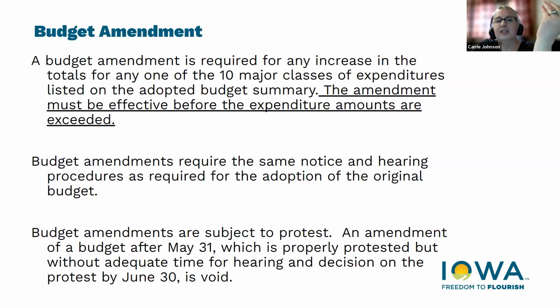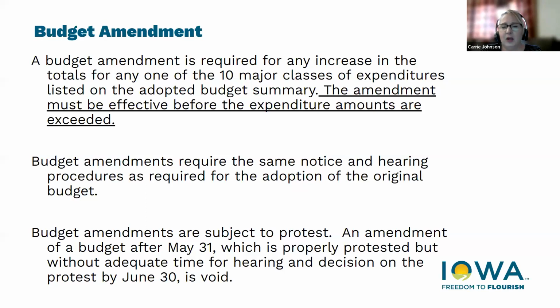Budget amendments themselves are subject to protest. And if you're amending real close to the end of the year, like in June, and someone protested, but we didn't have time for the state appeal board to hold a hearing before the end of the fiscal year, then that would void your amendment.